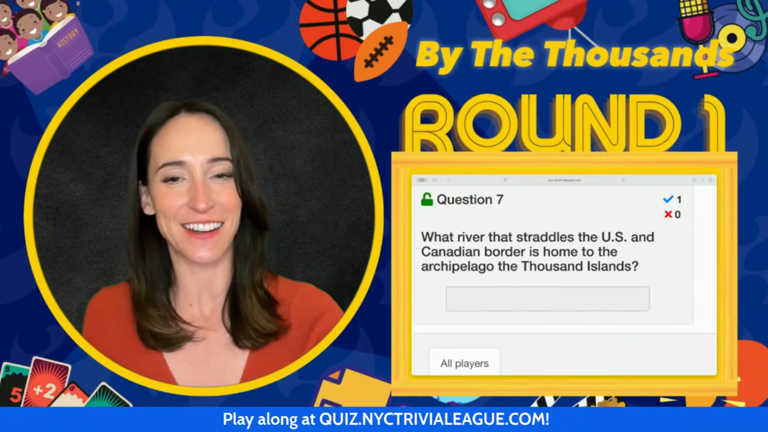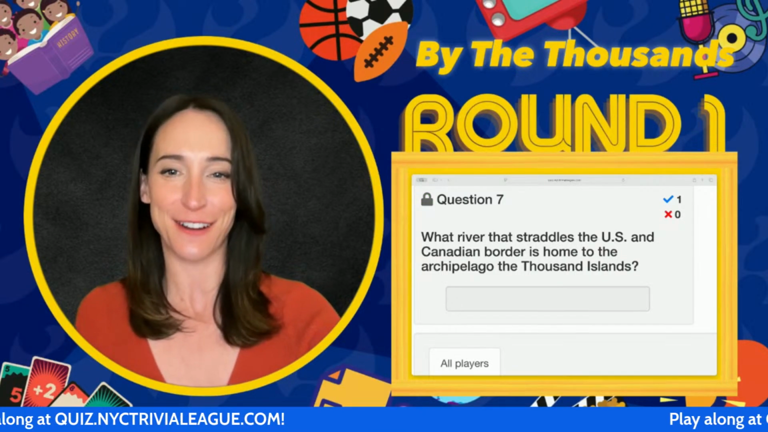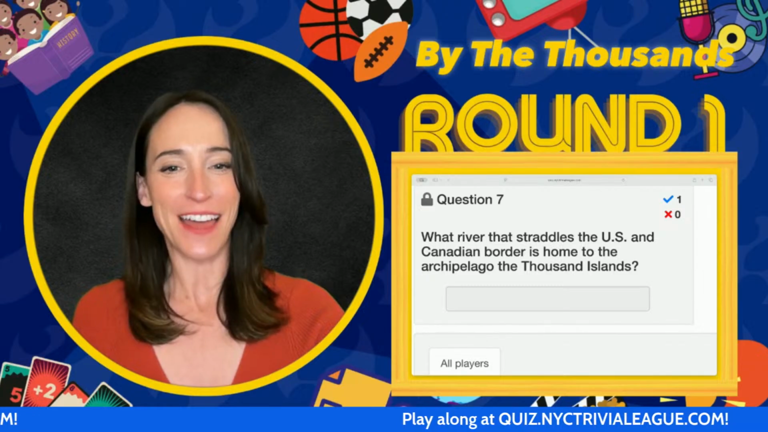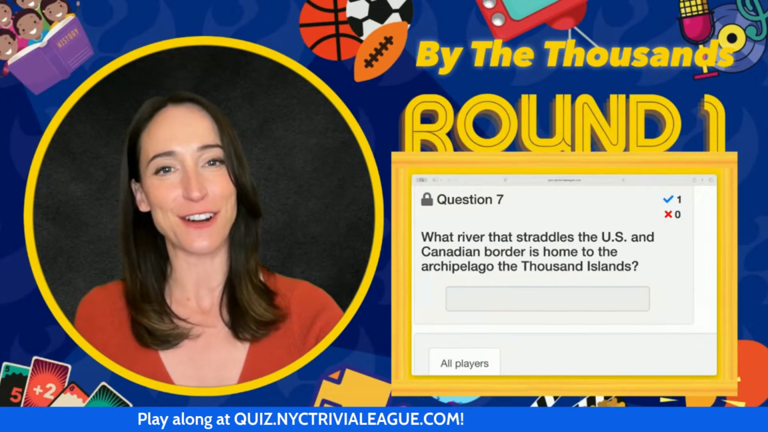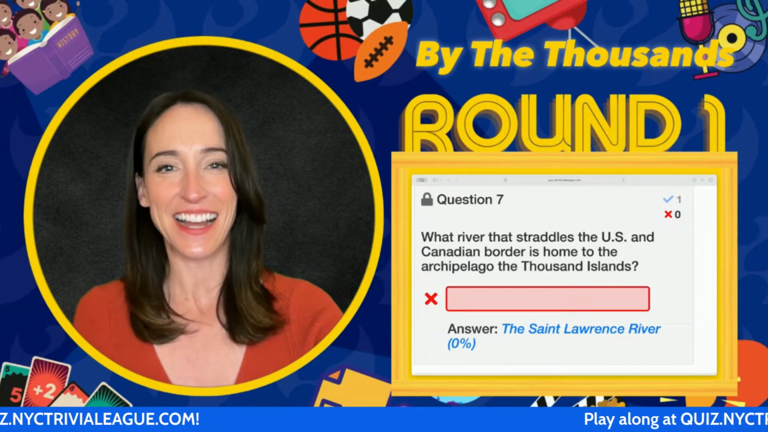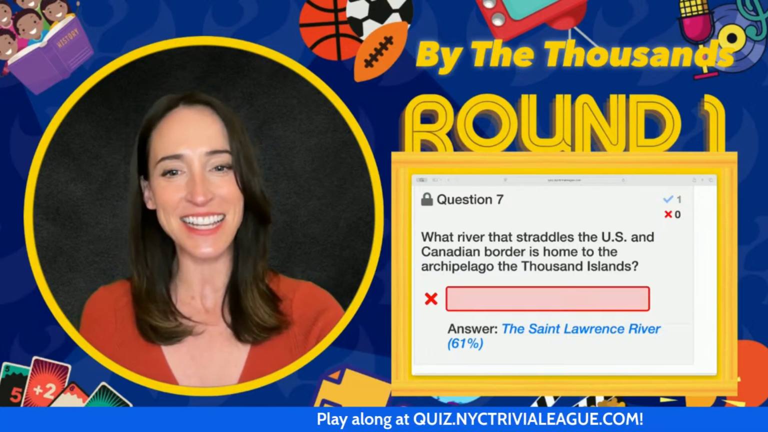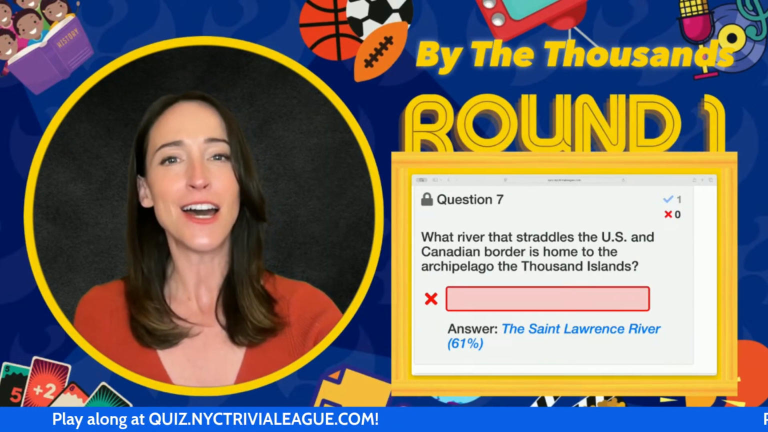It is not the rivers Cuomo, nor is it the salad dressing river, though that is where the name comes from. But rather, if you put the St. Lawrence River, you got that point for number 7. How'd you do? 61% of you got that one right. It does connect to, I believe, Lake Ontario, but we were looking for the name of the river.